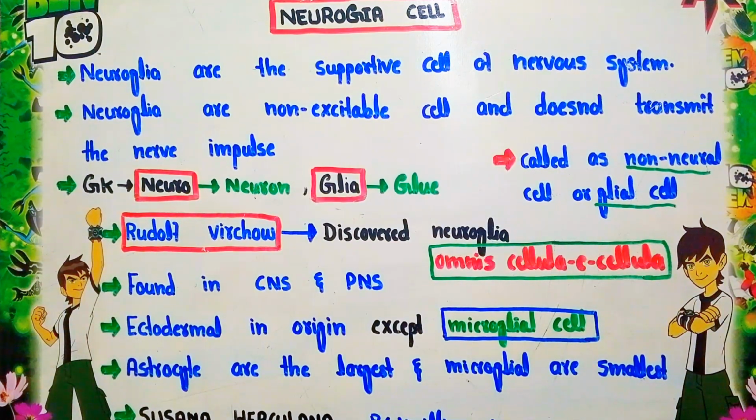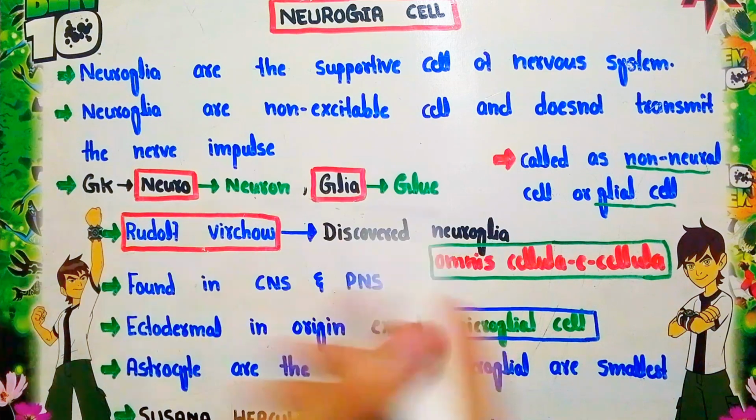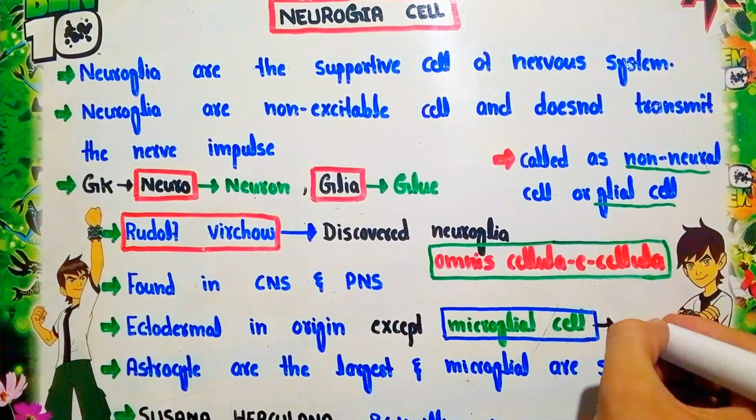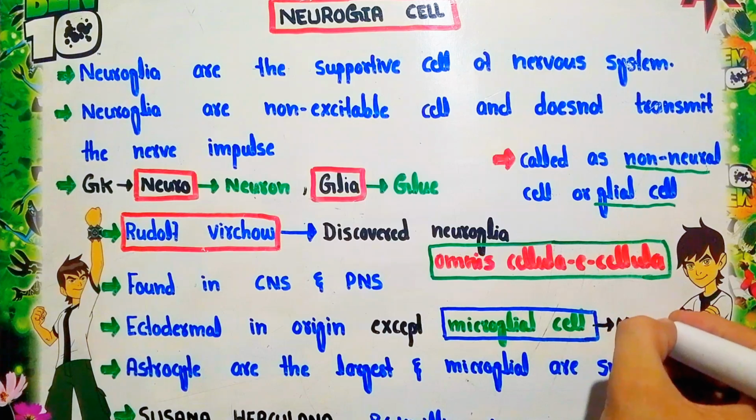But here an exception exists. The microglial cells, which are neuroglial cells, are mainly derived from the mesodermal layer of the embryo. This is actually a specialized type of WBC, which has a mesodermal origin.